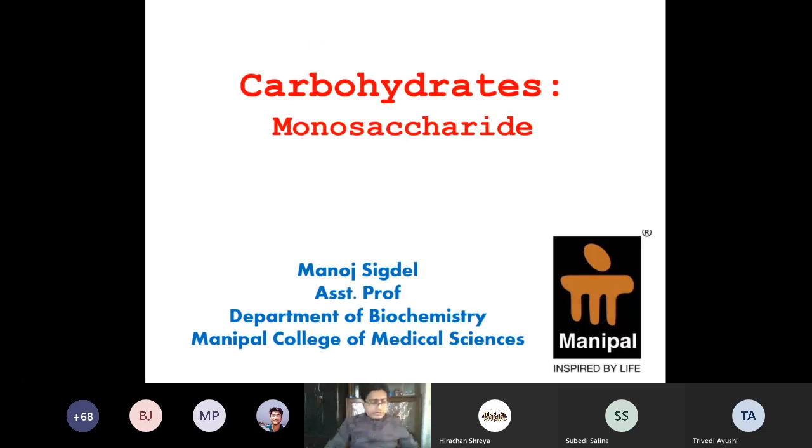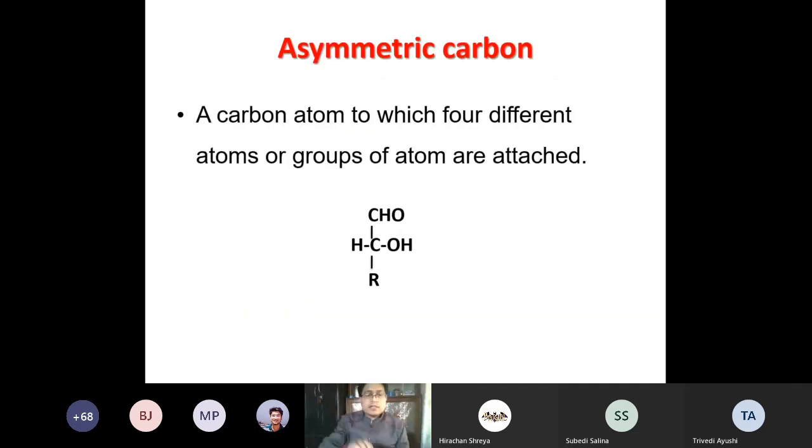Okay, in the first class we discussed carbohydrates, classification and function. Now we'll be going to monosaccharides. We'll be discussing different aspects of monosaccharides. Now we'll start with our slides. First of all, we'll discuss the asymmetric carbon. You might have heard the word earlier also.